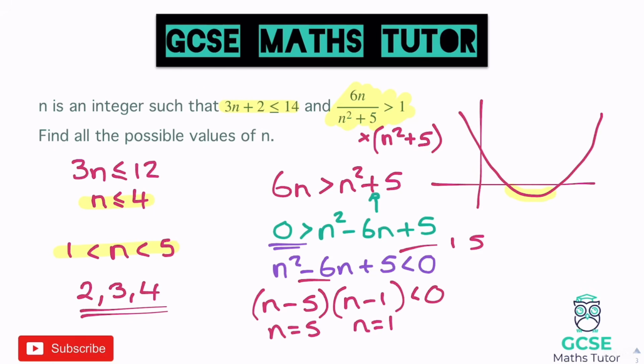And there we go, there is our final answer for this question and our three possible values of n. It does say in the question n is an integer, so we can't have any decimals or any sub numbers in between these. It's just 2, 3, and 4, and that is our final answer. Right, let's have a look at our next question.